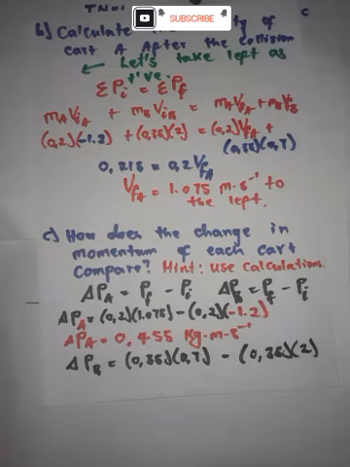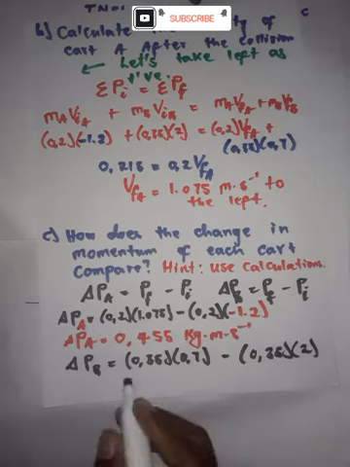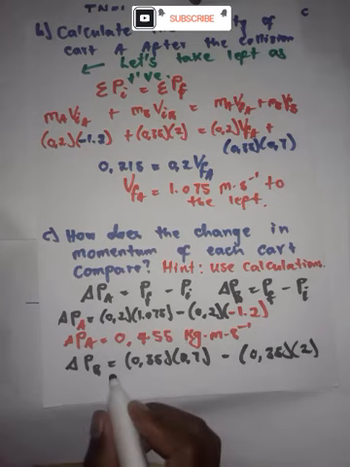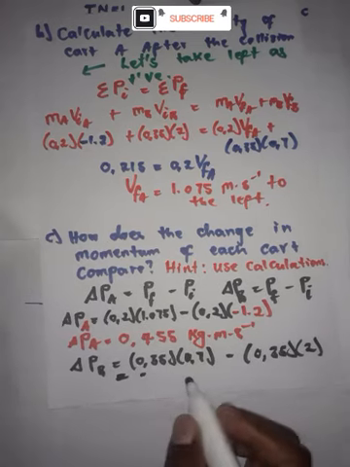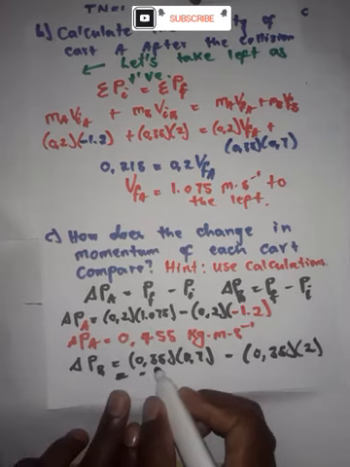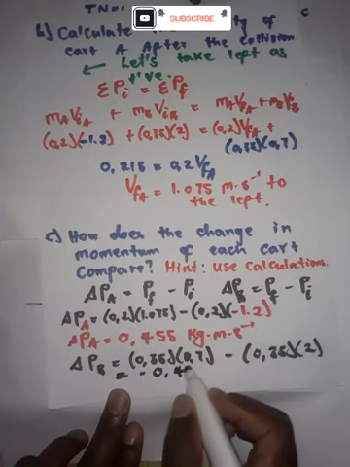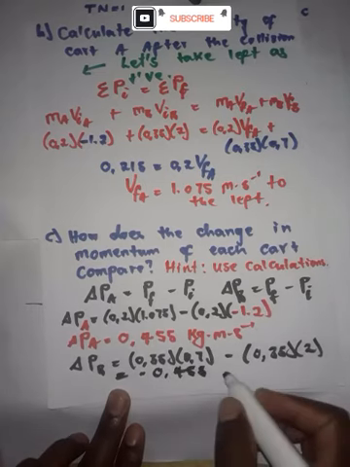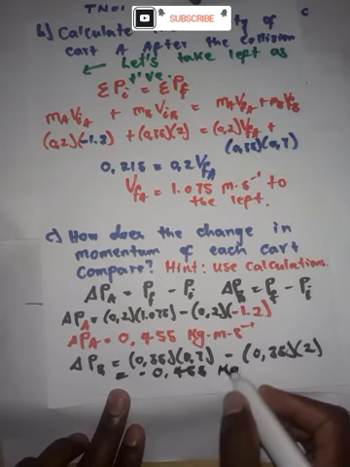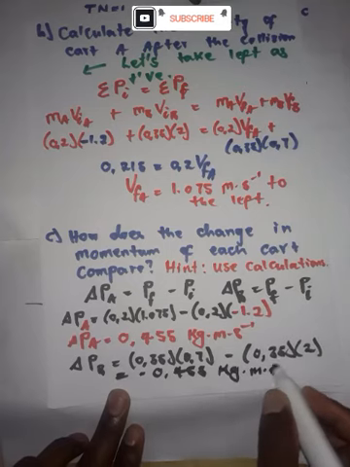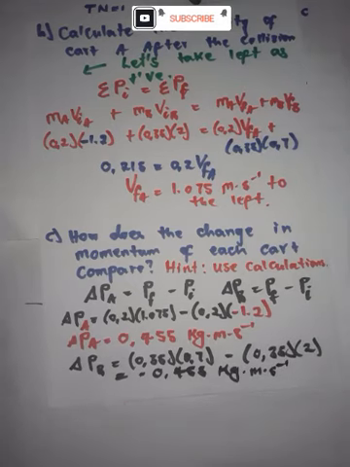So for this one, the change in momentum is minus 0.455 kg meter per second. So you can see here that the change in momentum for both objects is the same in size.